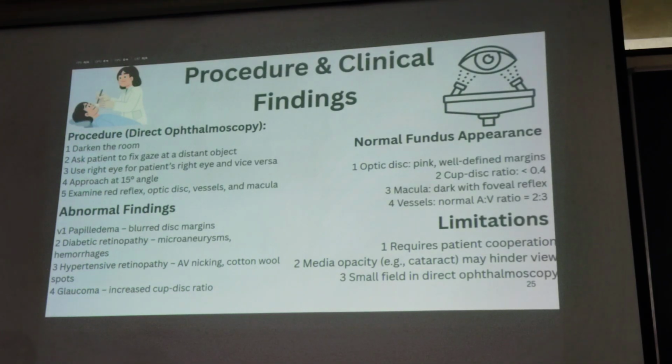Abnormal findings are papilledema, where there is blurring of the disc margins. Diabetic retinopathy, where there are microaneurysms, hemorrhages. Hypertensive retinopathy, with AV nicking, cotton wool spots. Glaucoma, increased cup to disc ratio. Limitations: it requires patient's cooperation, media opacity, for example cataract, where there is hindered vision, and small field in direct ophthalmoscopy.